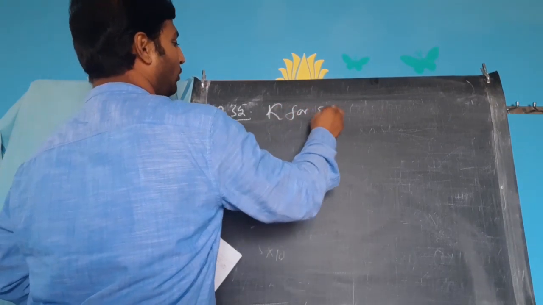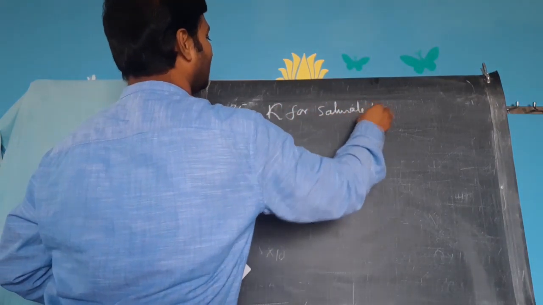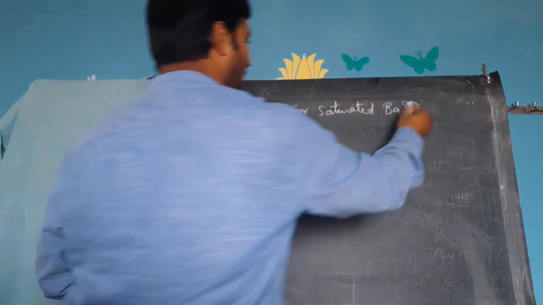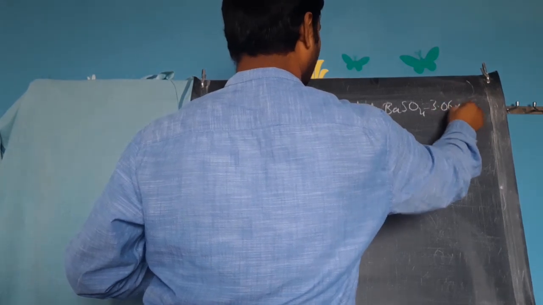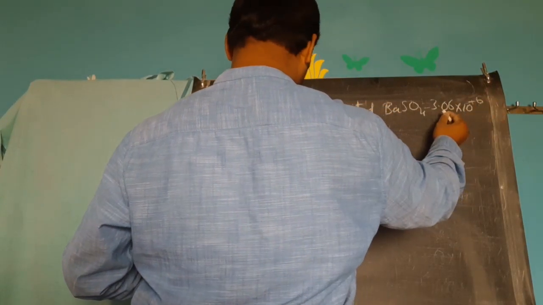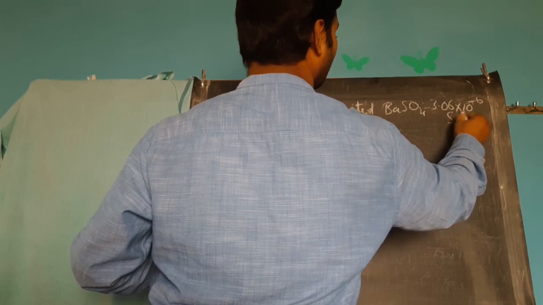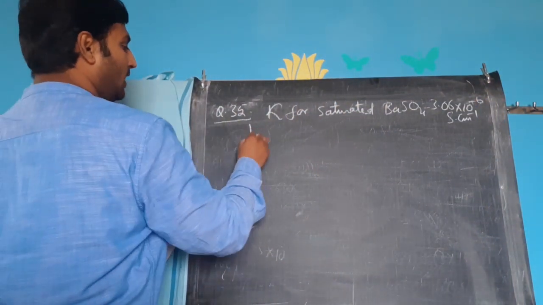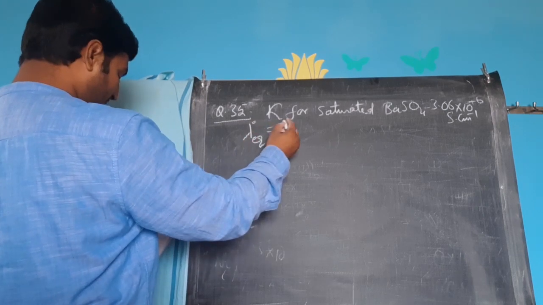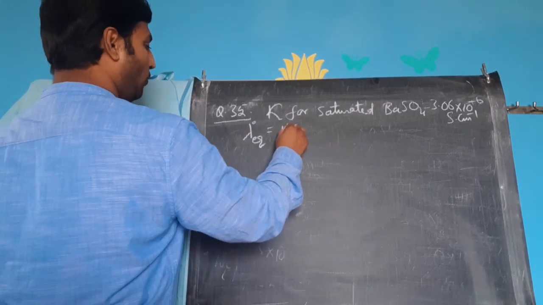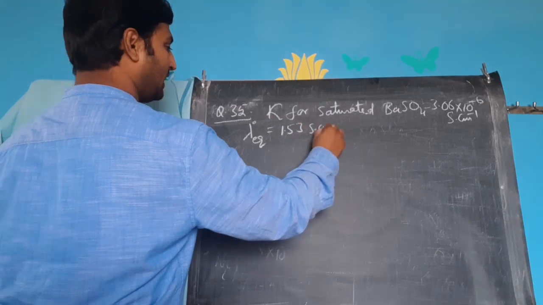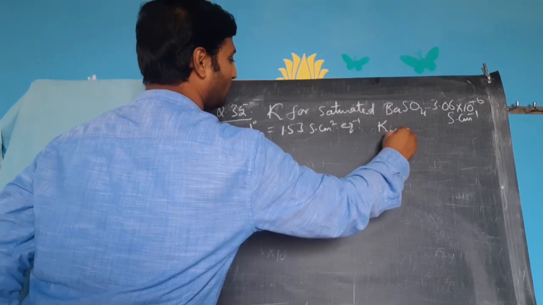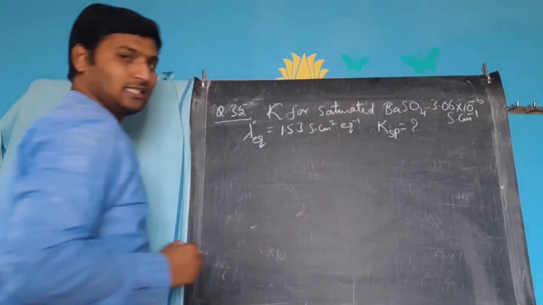Kappa for saturated barium sulfate solution is given and was found to be 3.06 into 10 power minus 6 CGS units, ohm inverse centimeter inverse. Okay? Then limiting equivalent conductivity also is given, 1.53 ohm inverse centimeter square equivalent inverse. Then he is asking you the solubility product for the same.